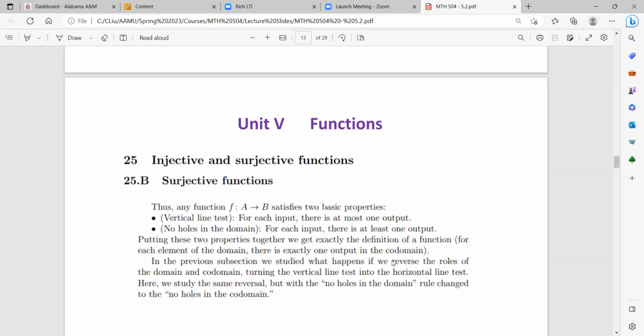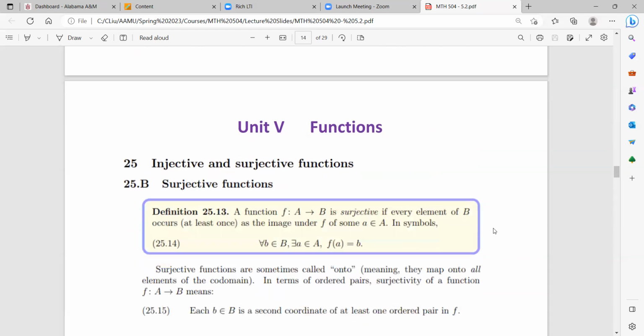So when we study surjective functions, we also can think of the same operation, or start the same reversal, namely just change the no holes in the domain rule to no holes in the codomain. So basically what it means is for a surjective function, there should be no holes in the codomain. That means all the elements in the codomain need to be in one of the ordered pairs of the function.